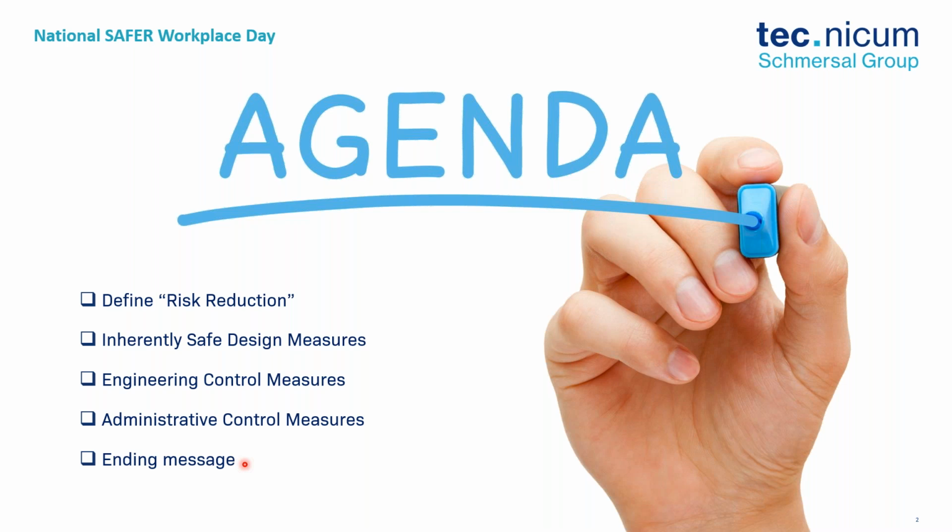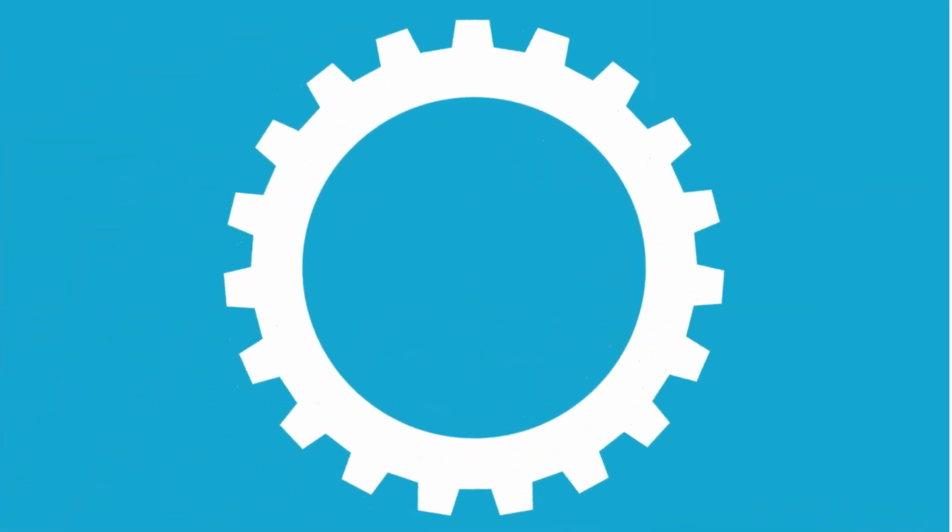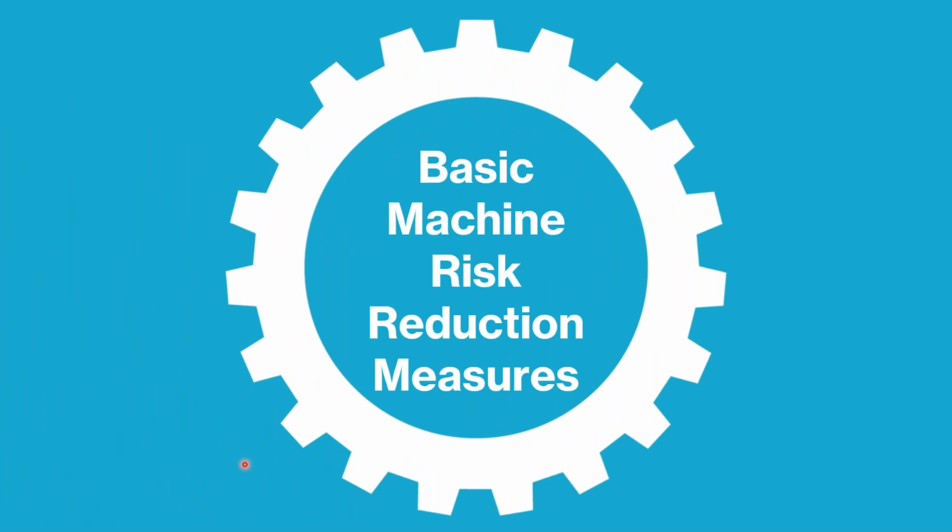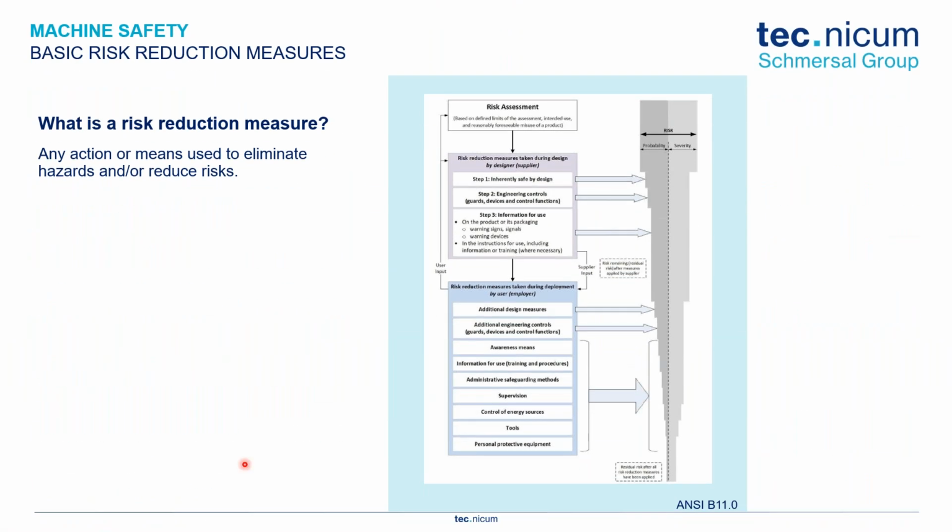What is this initiative? Okay, so with that, let's go ahead and take a look at this information that we have today, which is the risk reduction measures. Again, we're only looking at a basic level for machine safety. First thing is, let's define what a risk reduction measure is, or this idea of a control measure.